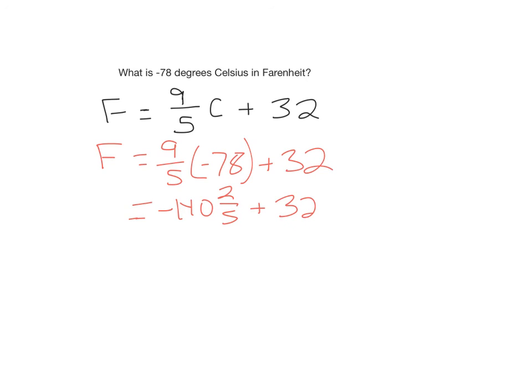Let's go ahead and add that to 32. Adding those together, if you use a calculator, you should just get negative 108 and 2/5. If you didn't use a calculator, just remember 140, take away 32, that's 108. Drop your fraction. So negative 108 and 2/5. So roughly, negative 78 degrees Celsius is negative 108 degrees Fahrenheit. Don't forget to put your label.